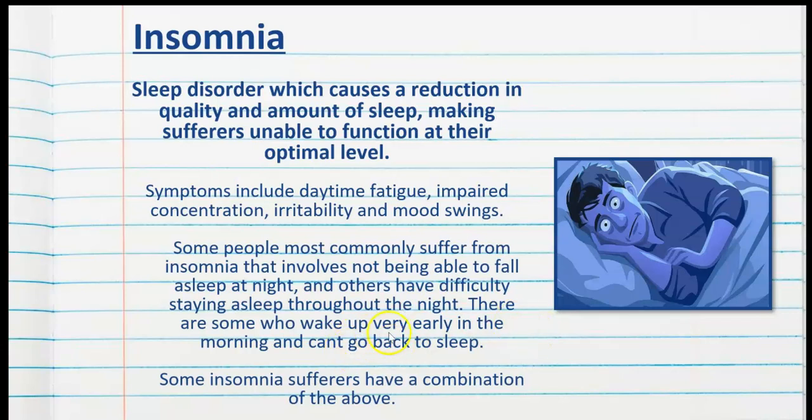There are some people who wake up very early in the morning and then can't go back to sleep. That's also quite common. So waking up at 2 or 3 in the morning, so coming out of a sleep cycle and then unable to then continue on with a new one, depending on how many hours of sleep that they need. So there's different versions of insomnia, but they're all characterized by reduced quality and amount of sleep. So either trouble falling asleep, staying asleep, or both. So some insomnia sufferers have a combination of the above, which is awful. So that would be very severe chronic insomnia.